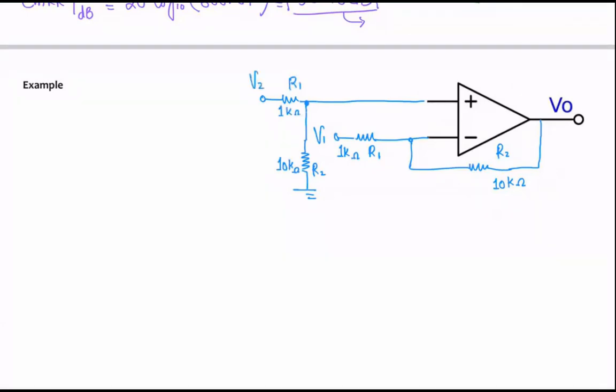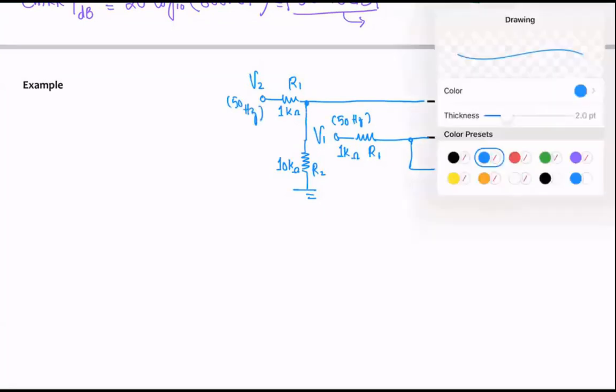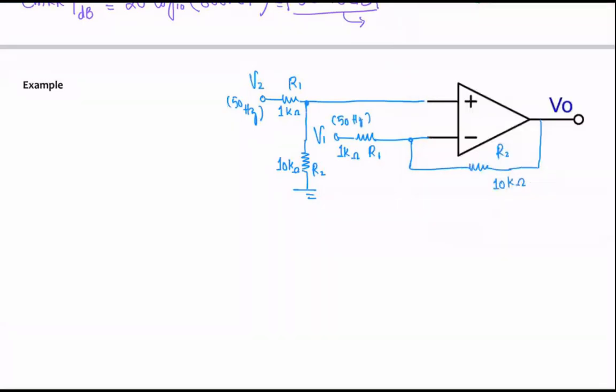Also, this is 50 hertz. V2 is also 50 hertz. The magnitude is 2 millivolts. Maybe I can change the color here. So this is going to be 2 millivolts here, and this V2 is also 2 millivolts here.